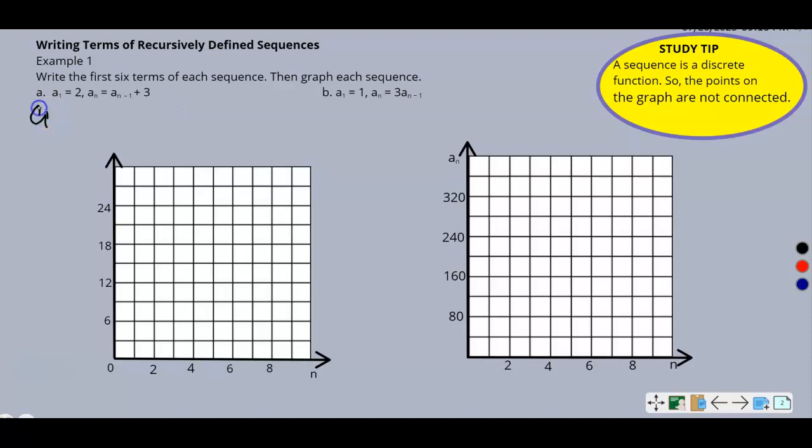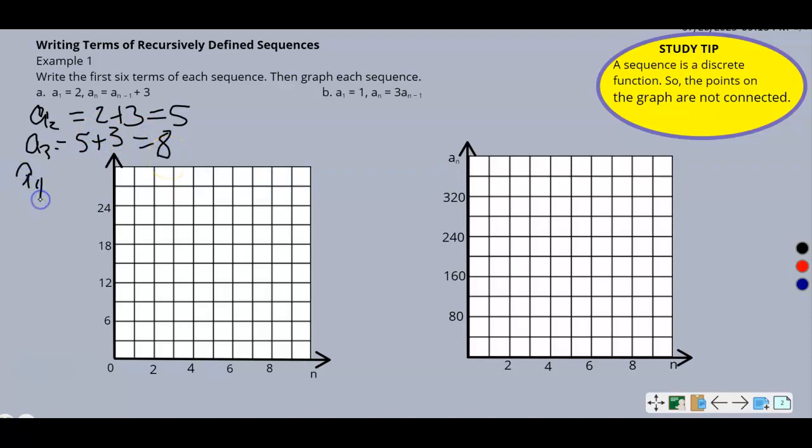So let's look at our second term. All right, so we're defined a sub 1 is 2. That's my first term is 2. For a sub 2, I'm going to use a sub n minus 1, my first term, which is 2, plus 3, or 5. All right, so a sub 2 equals 5. So what does a sub 3 equal? My previous term, which now is 5, plus 3. So that's 8.